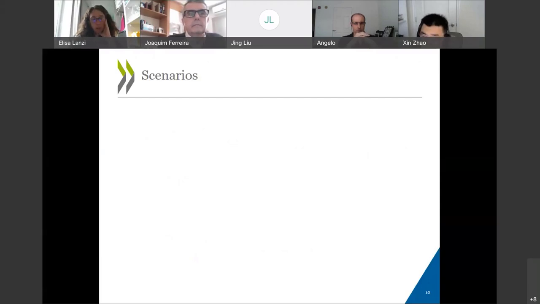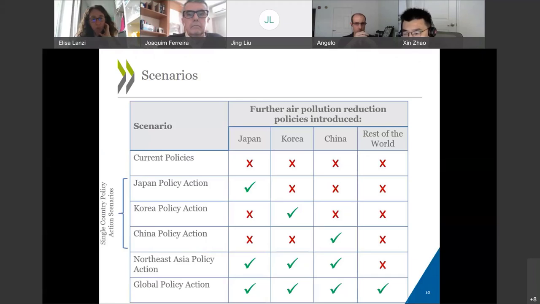As I said, we're looking at different geographical coverage of the scenario. So this slide provides an overview of that. We start with the current policy scenario in which the three countries, as well as the rest of the world, are just continuing with current policies. Then we have three scenarios in which each country implements the policies alone: only Japan, only China, and then only Korea, and the rest of the world keeps going on current policies. Then we have a scenario in which the three countries act together and the rest of the world continues on current policies. And finally, in order to check trade and competitiveness effects, we also consider a global policy action scenario.